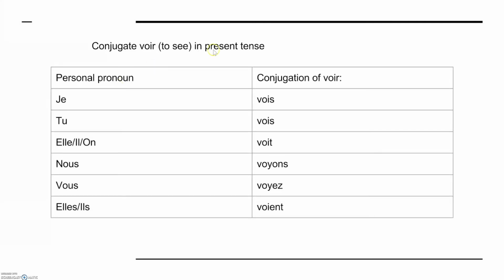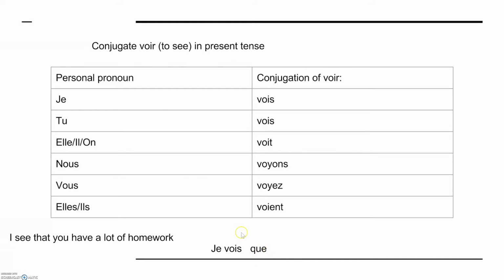So conjugating voir in the present tense, here are the conjugations. Je vois is I see, tu vois is you see, elle voit is she sees, nous voyons is we see, vous voyez is y'all see, ils voient is they see. So I see that you have a lot of homework. Je vois is conjugating voir in the present tense in je form.